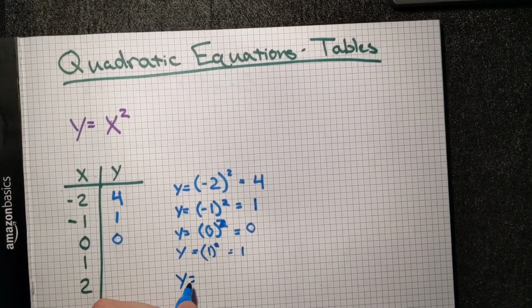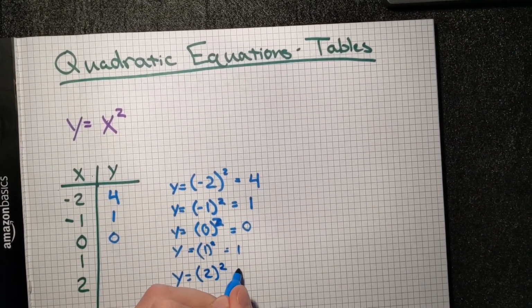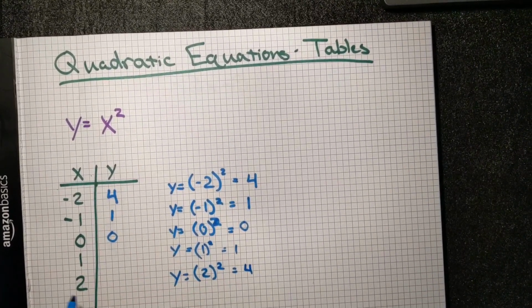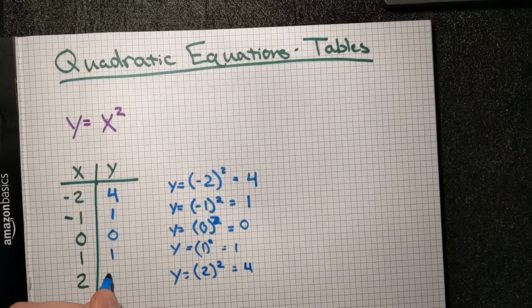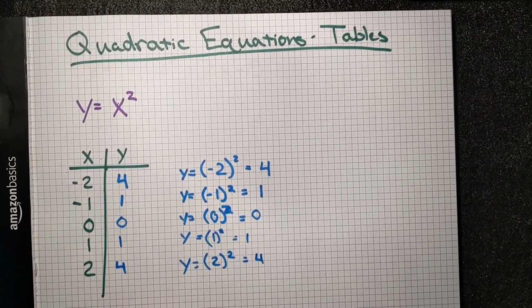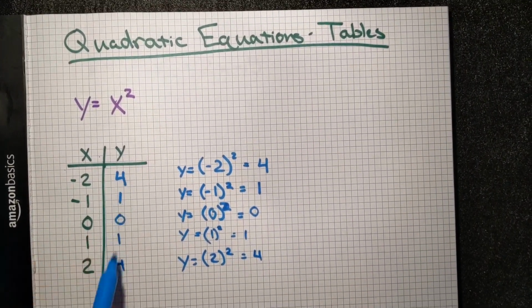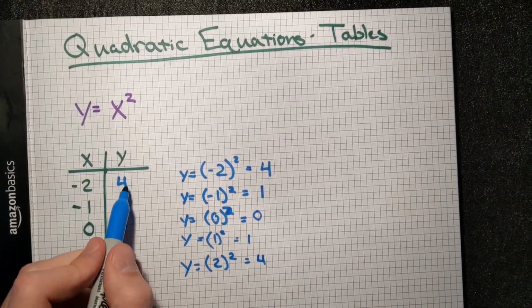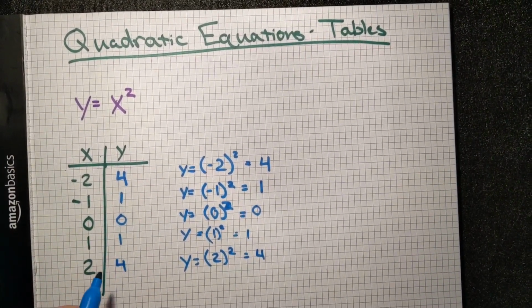And finally, y equals 2 squared. And so 2 squared is 4. Oh, so I got to put the 1 there and the 4 there. Now, something that I want you to pay attention to here, as we may notice, we have numbers. These are all positive. They don't always need to be positive, but these are all positive. And we notice how these go down and then come back up.